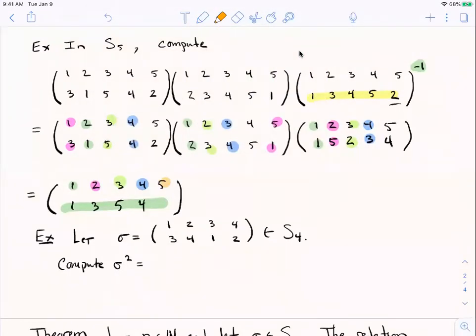Yeah, so I'm wondering what happens to 5. 5 goes to 4, which goes to 5, which goes to 2. So sure enough. Okay, so there's some more practice computing these things.